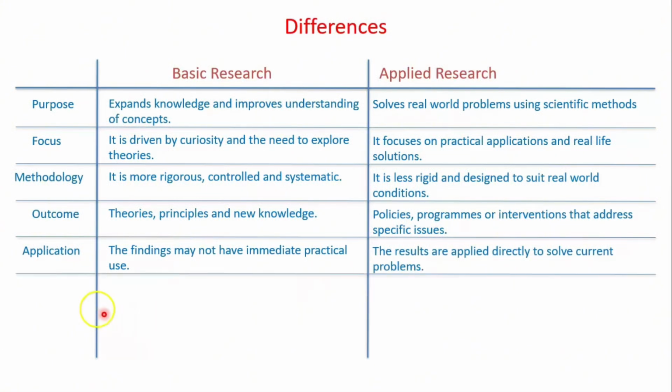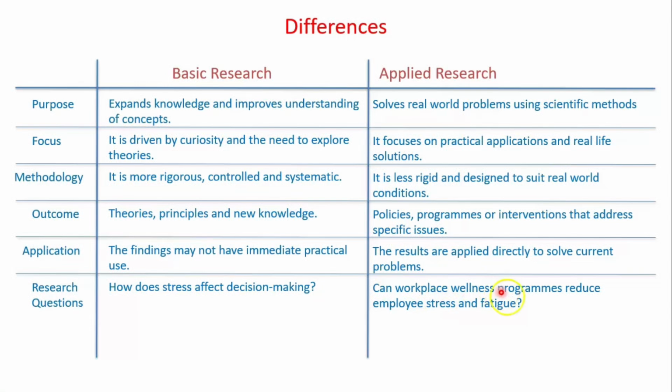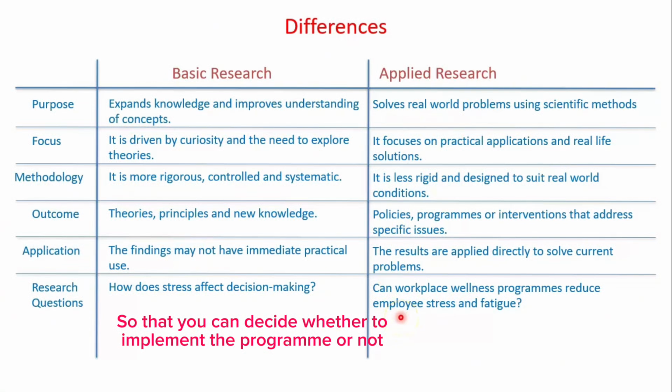That's the difference. Then based on research questions, basic research will ask a question like, how does stress affect decision making? You just want to know how. But applied research will ask questions like, can a workplace wellness program reduce employee stress and fatigue? You want to solve a problem. You realize that employees experience a lot of stress and fatigue, and that can affect productivity. So you are asking if a particular wellness program can reduce employee stress and fatigue.